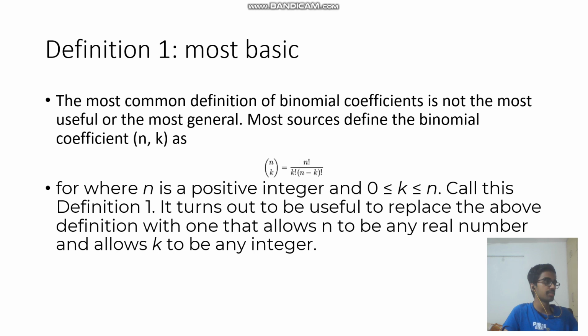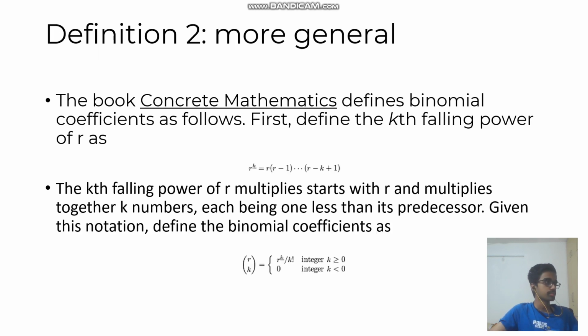Call this definition 1. It turns out to be useful to replace the above definition with one that allows n to be any real number and allows k to be any integer. The definition 2, which is more general. The book Discrete Mathematics defines binomial coefficients as follows.